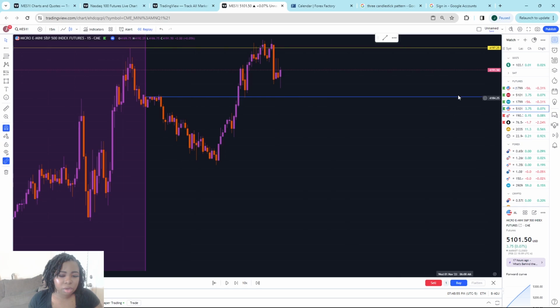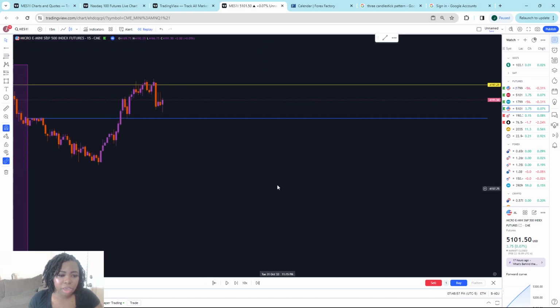Okay, again, we have that high marked out, and we have the opening of that fourth candle marked out. So what I want to do from here is just wait to see what price wants to do. I'm just going to hit play and wait for some sort of sign for the market to let me know what direction it wants to go towards.